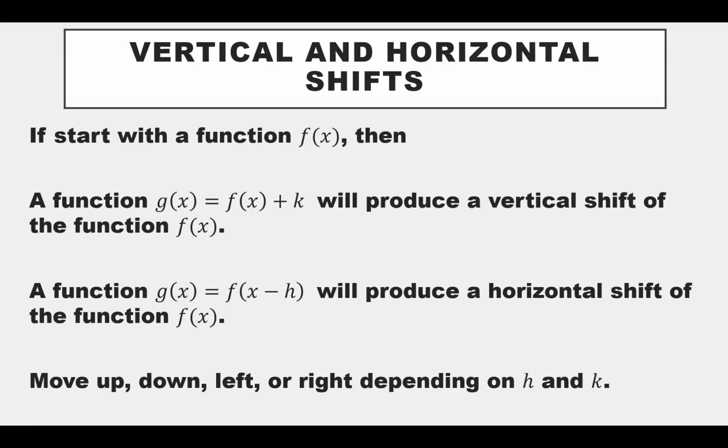If I take my new function and I take f of, in parentheses, x minus h, that will produce a horizontal shift of the function f of x. So if I want to take a base function and move it up or down, or left or right, or any combination thereof, I can do so by using the right value of h and k.